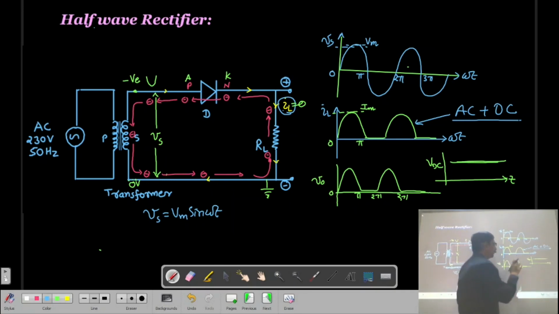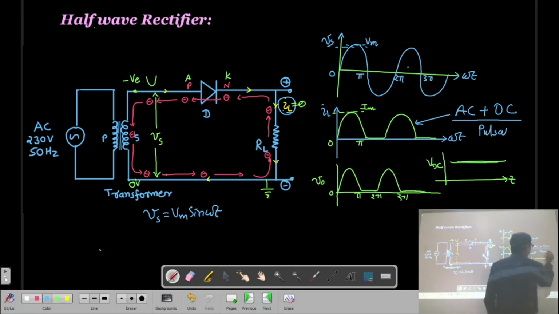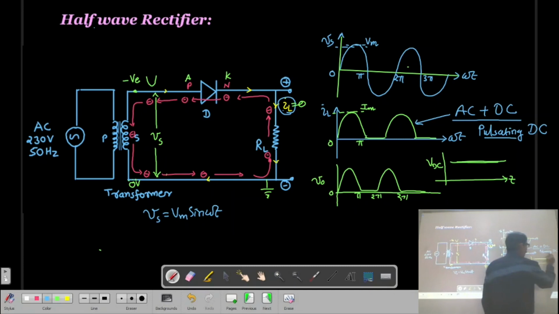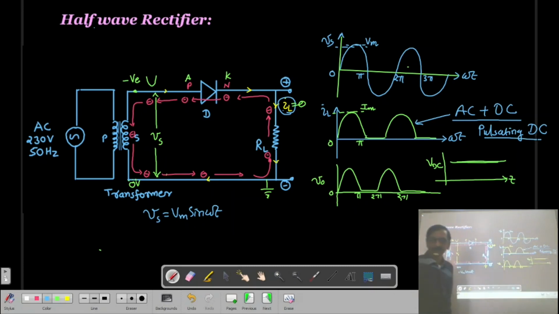And therefore, sometimes this is also known as a pulsating DC. DC is there because it is not changing the direction, but the amplitude of the DC is continuously changing. Correct? And therefore, it is known as a pulsating DC voltage.